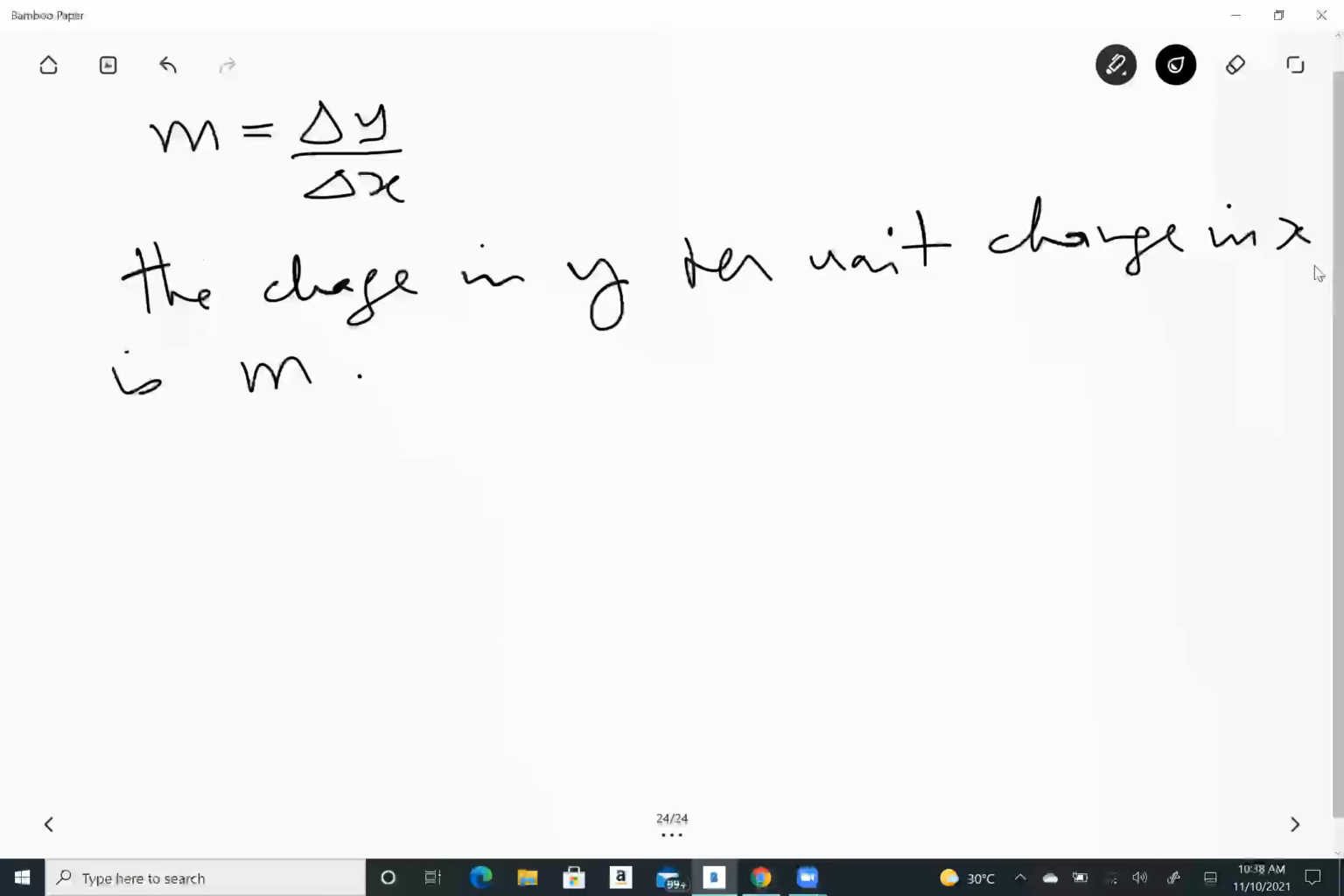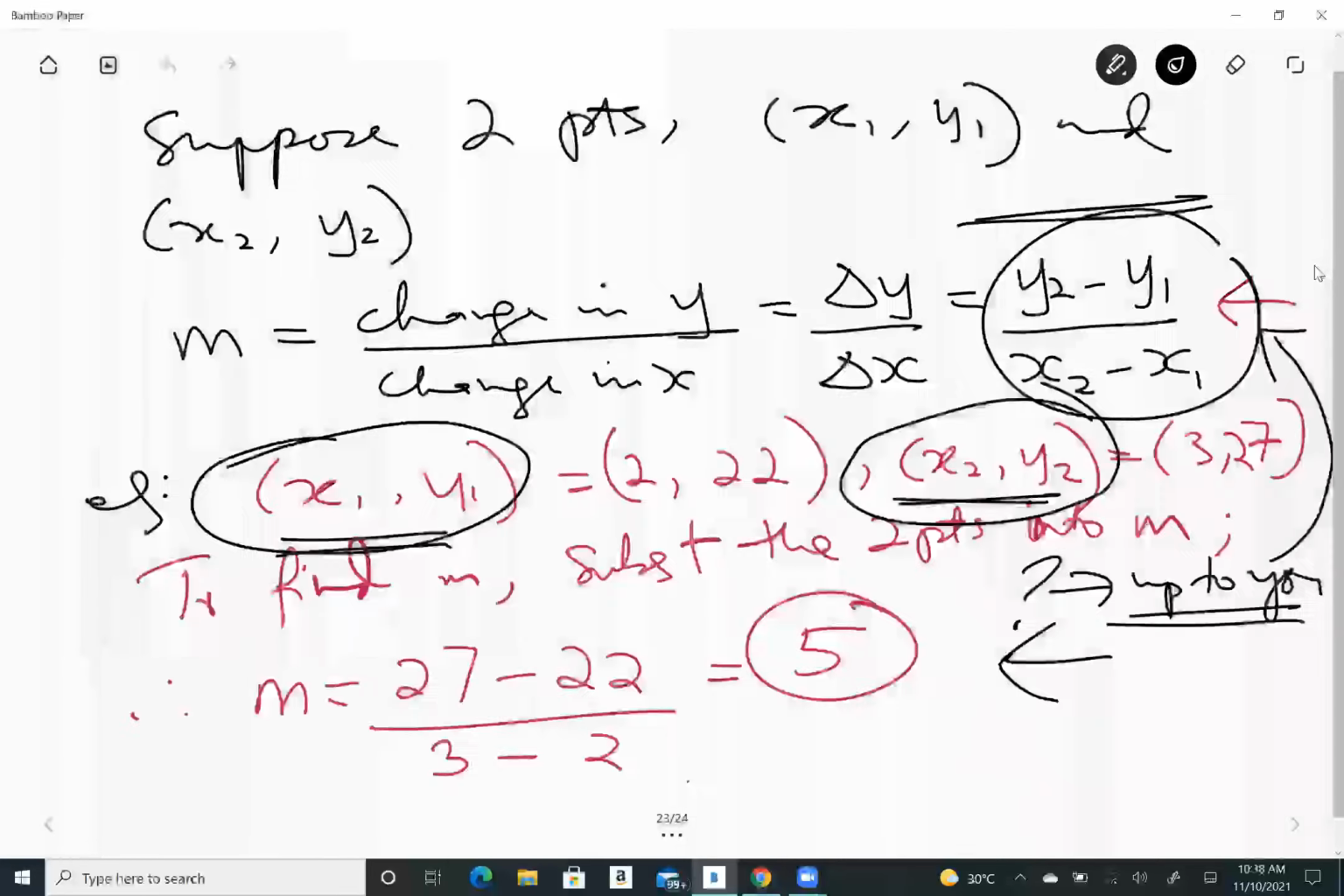So how do you get the m? You look at the m. M is the change in y for a unit change in x. So for example, we already determined 5. That 5 is the slope m. It comes from the change in y per unit change in x.